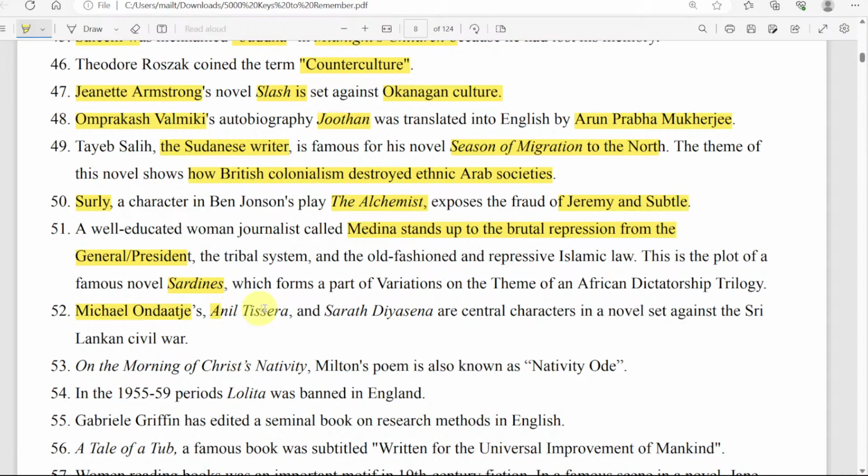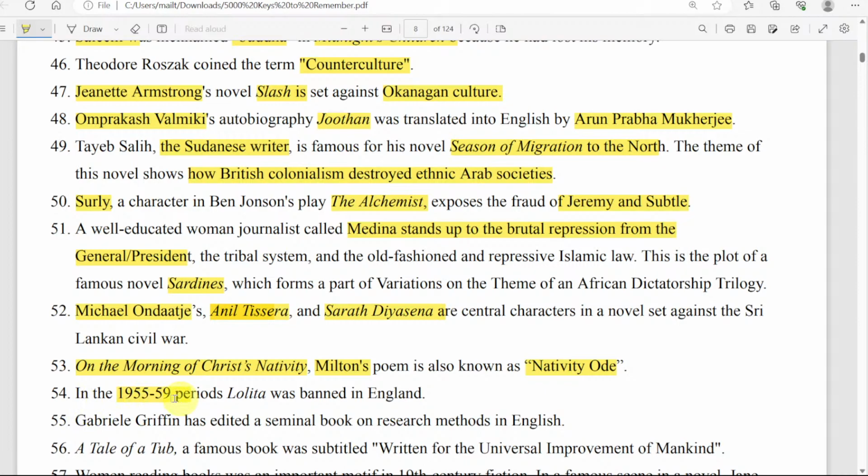And Michael Ondaatje's Anil Tissera and Sarath Diyasena are central characters in a novel set against the Sri Lankan civil war, Anil's Ghost. So these are on the morning of Christ's nativity. It is Milton's poem, as we know, and it is known as the Nativity Ode.